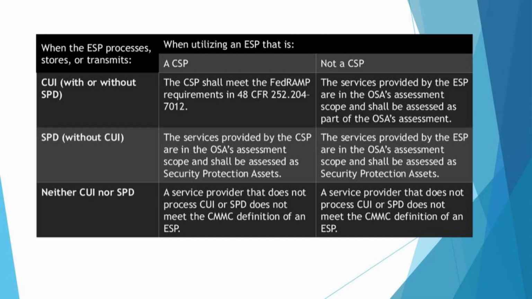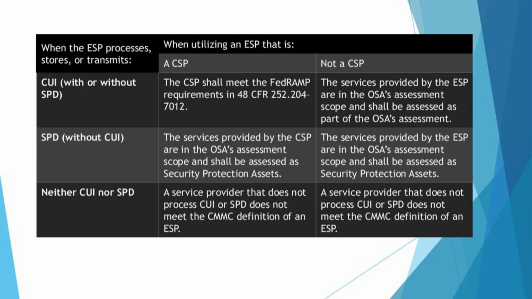If the provider is not a CSP, maybe it's your local MSP hosting your CUI server in their building, then their services related to that CUI are considered part of your CMMC assessment scope. Well, hang on. So if my local MSP hosts my CUI server and they aren't FedRAMP authorized, which most aren't, my CMMC assessor has to go audit the MSP's environment against my CMMC controls. That's what the rule implies, yes.